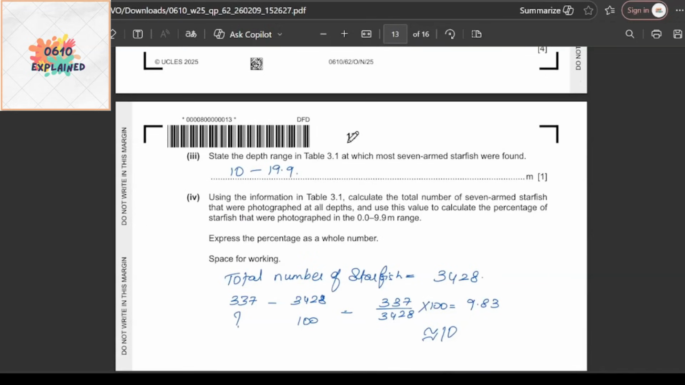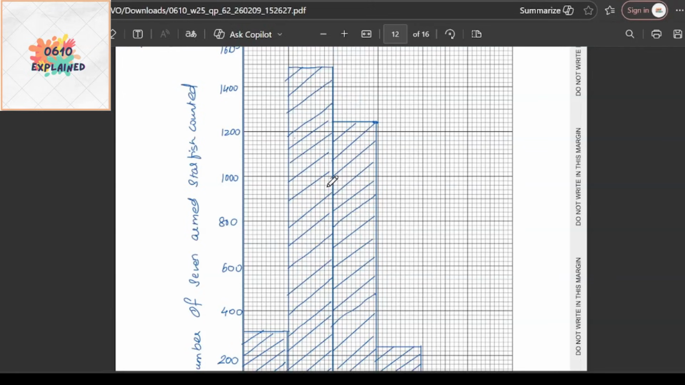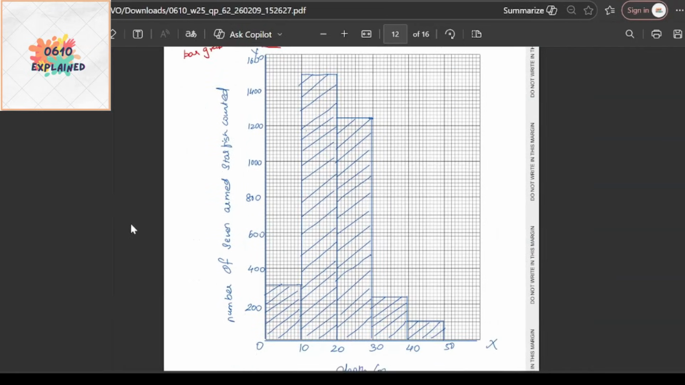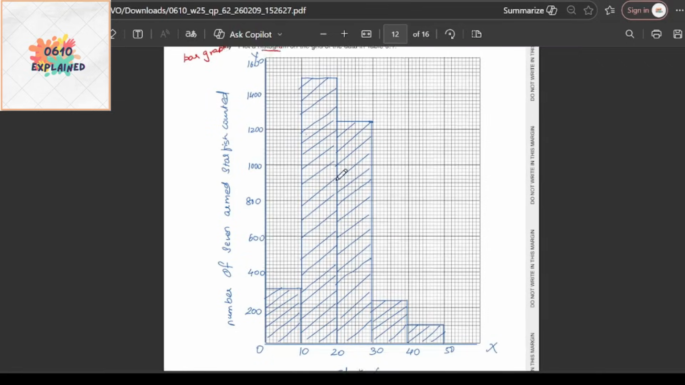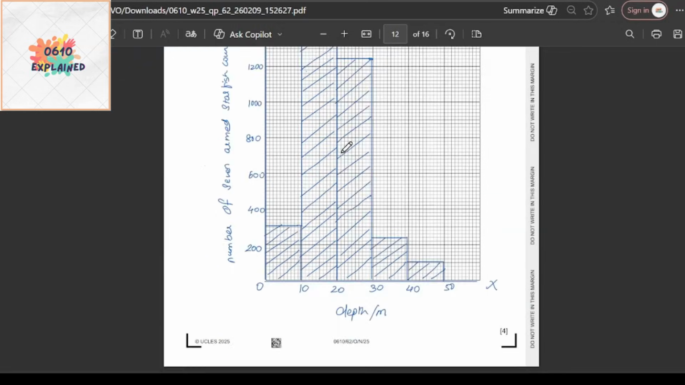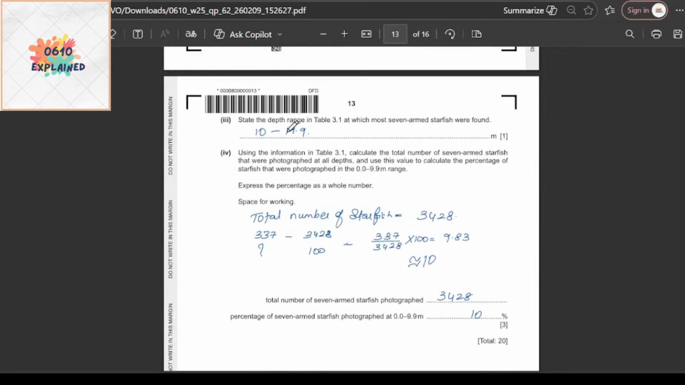State the depth range at which most seven-armed starfish were found. If we go from the graph, we can see that the most were found between 10 to 20, and also from the numbers that we have here, it's 10 to 19.9. Since they have asked you a range, you have to write 10 to 19.9.